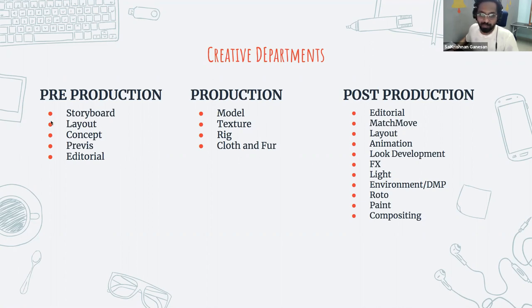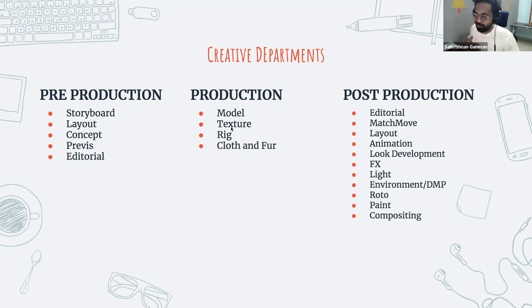They'll work here and they'll jump out of the project from the pre-production. And editorial is important because that's where you do the cuts and show them as a sequence. So editorial comes in the pre-production. And in production, most of the scenario, in most of the studios it will come in post-production, or depending on the project, it comes in production.